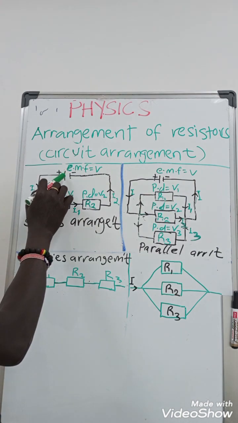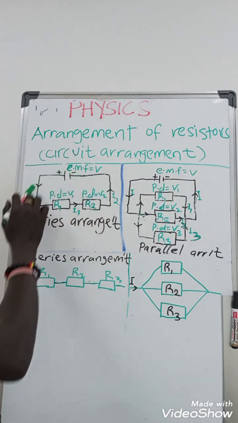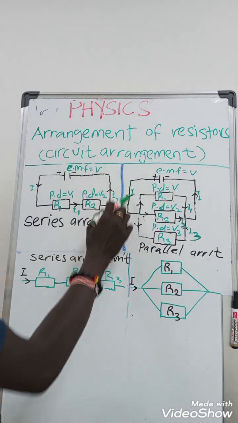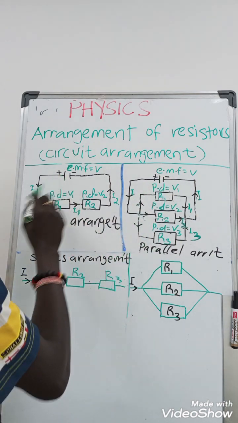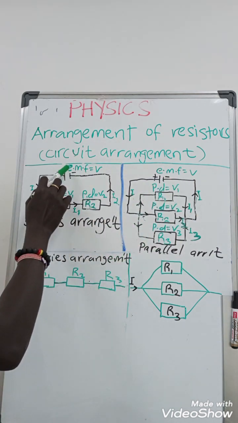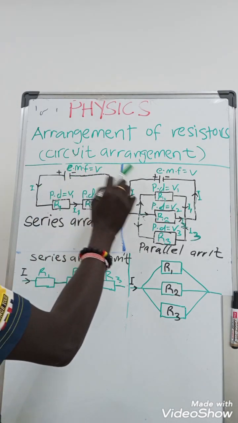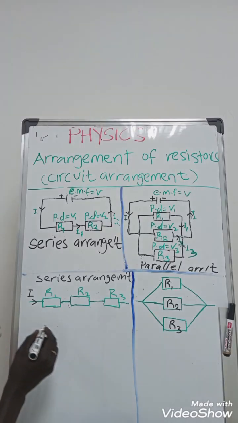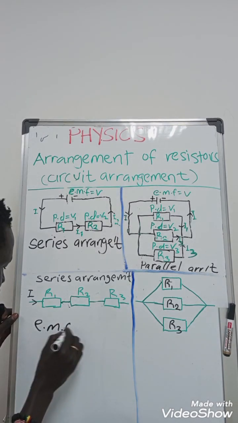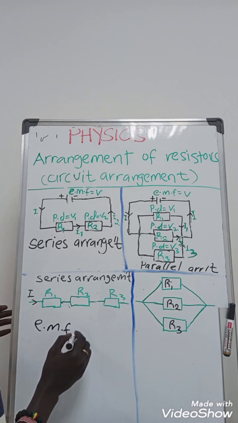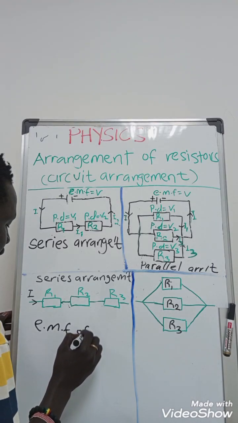This is the circuit. This is what we call the circuit. This is the circuit also. In the circuit, we have the EMF of the cell, electromotive force of the cell. This is the EMF of the cell, electromotive force of the cell.